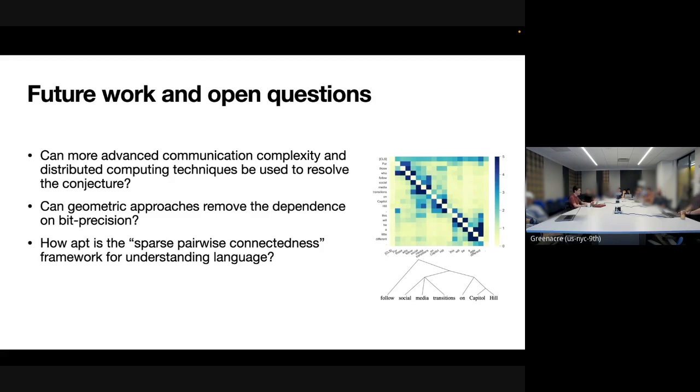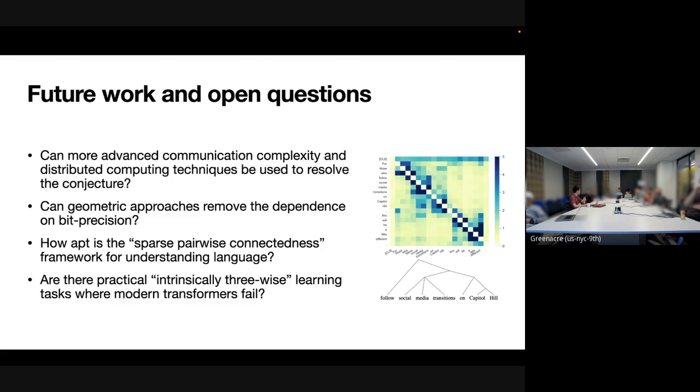And it would be interesting to talk with people who are more NLP minded about whether you can connect this to some language tasks or other things that we maybe struggle with that are intrinsically 3-wise or something. And this is sort of along the same lines: are there nice intrinsic 3-wise tasks that we struggle with?